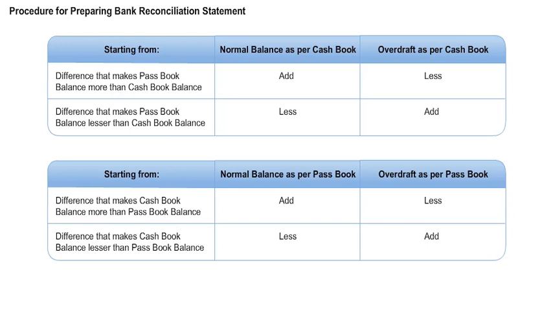Now, so far we talked about the normal balances, but there can be overdraft also. So let us assume that we are having overdraft in cash book, or rather overdraft as per cash book. Then how do we give the treatment for the differences? Now overdraft basically means negative balance, right? That means payments are more than the receipts. Now if we are already having an overdraft in the cash book and because of some difference, the passbook normal balance is higher as compared to the cash book balance.